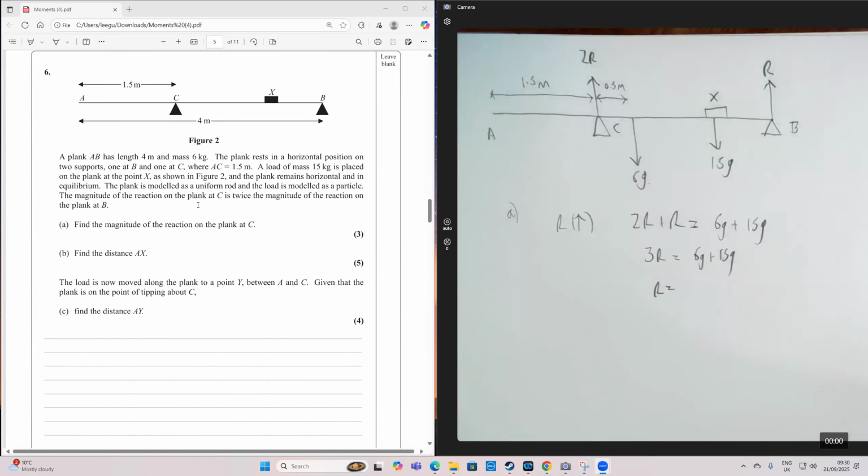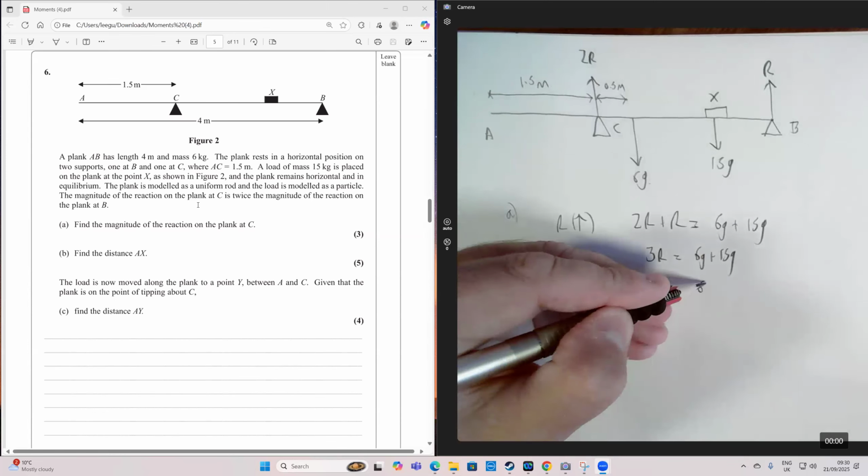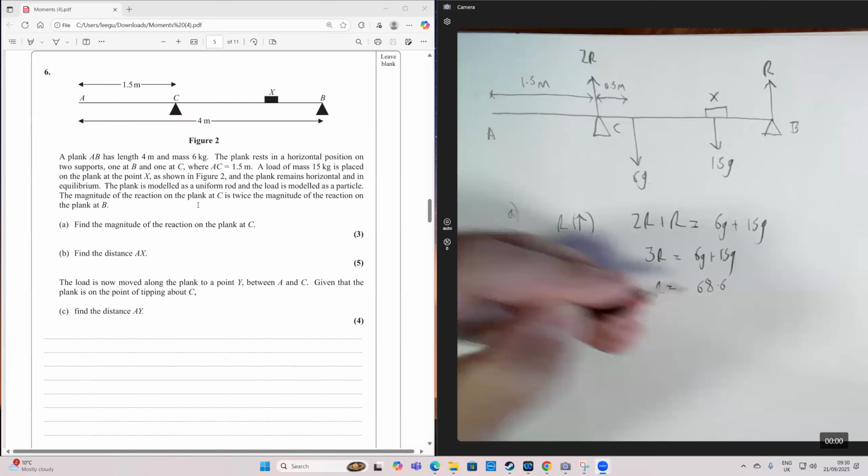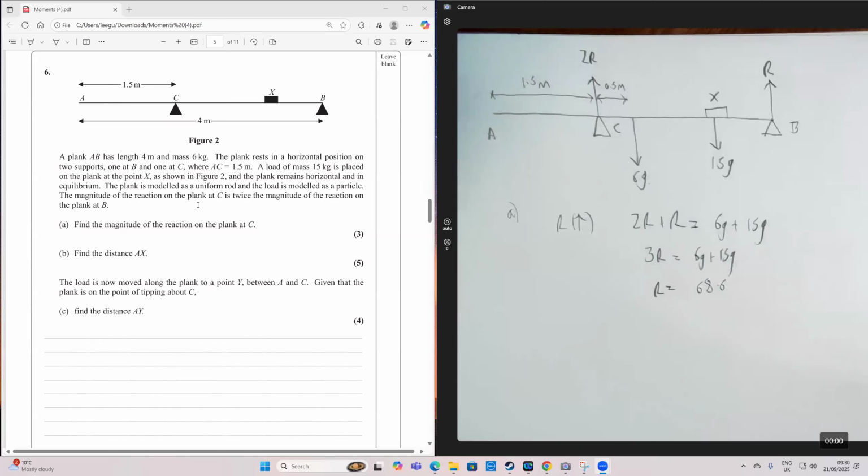We're going to say 6 add 15 is 21, times by 9.8, and then divide that by 3. And that gives us 68.6. So 68.6 is that reaction force R there.